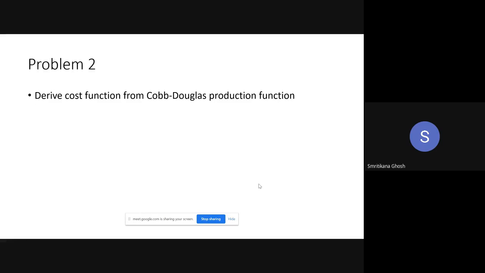Now you have to make the Lagrange equation. What is your objective? To minimize your cost. So WL + RK + lambda (Q - A L^alpha K^beta). That is your Lagrangian equation. Then solve this equation with respect to L, with respect to K, as well as with respect to lambda.